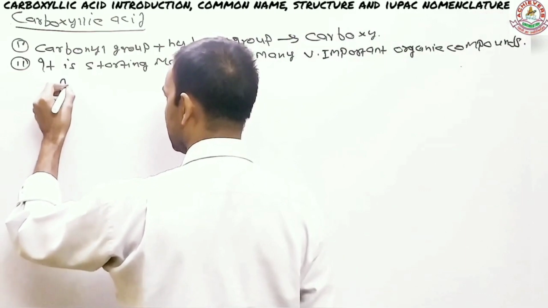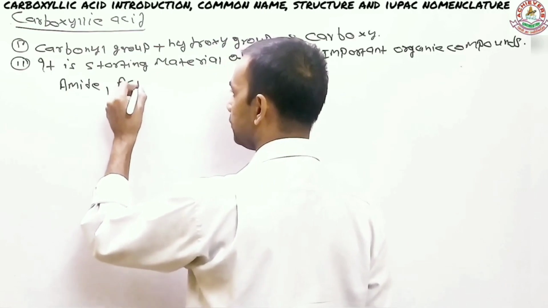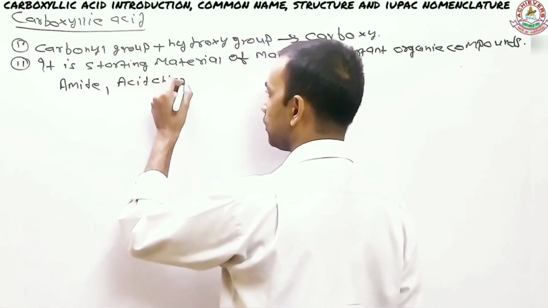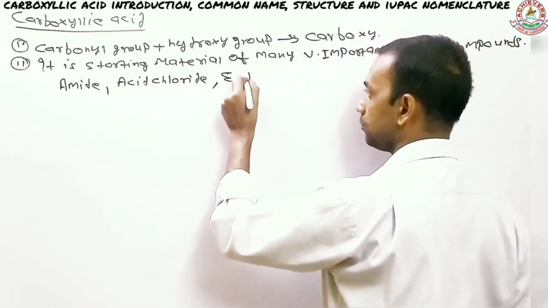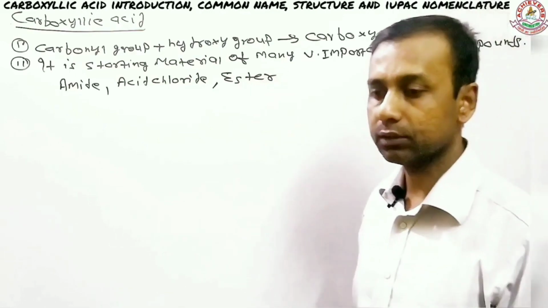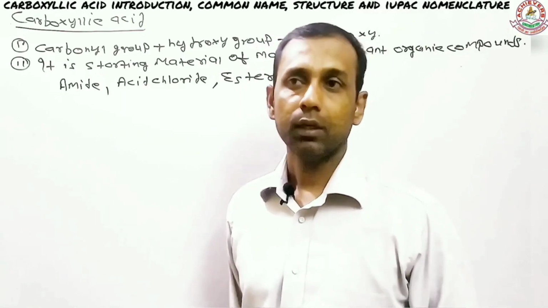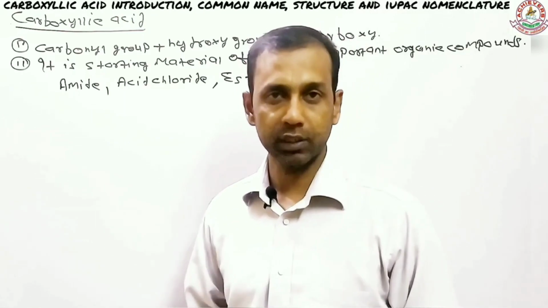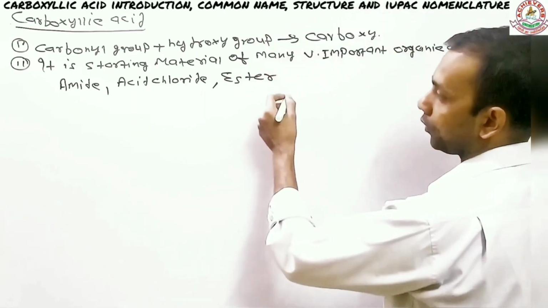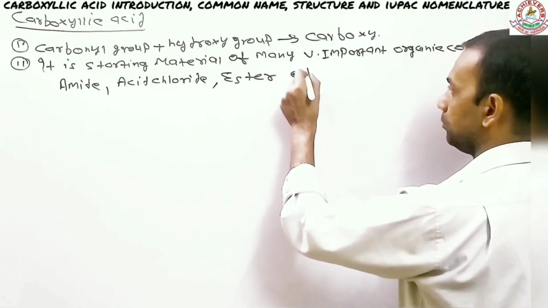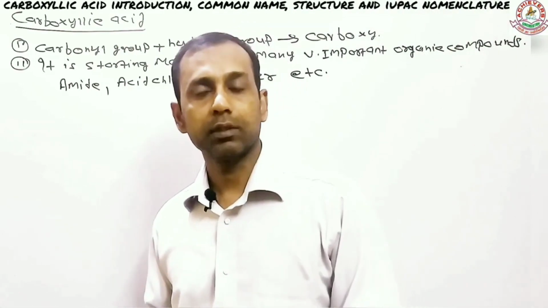Now what are these compounds? You have amides, which are also prepared using carboxylic acid. You have acid chloride. And you have ester, which is very common, something you've been studying for the last 2-3 years, starting from your 10th standard. What is an ester? An ester is a fruity smelling compound obtained by the reaction between alcohol and carboxylic acid in the presence of a small amount of acid. So many day-to-day compounds are prepared using carboxylic acid.